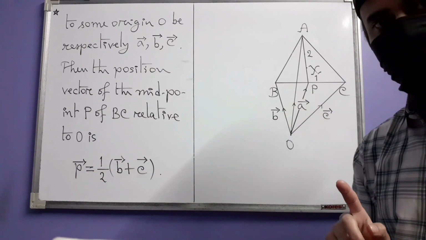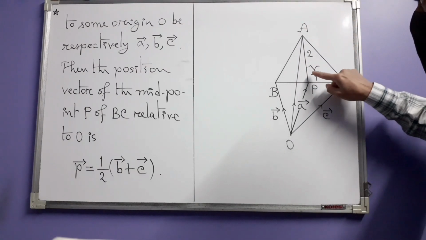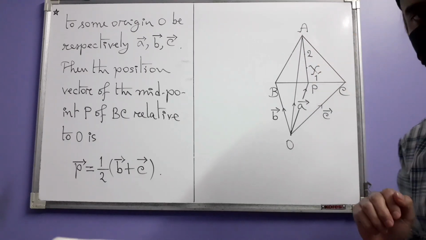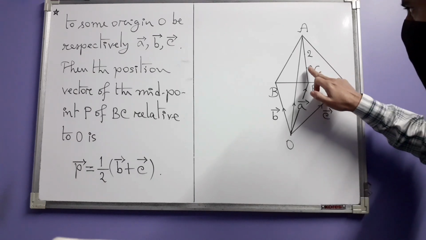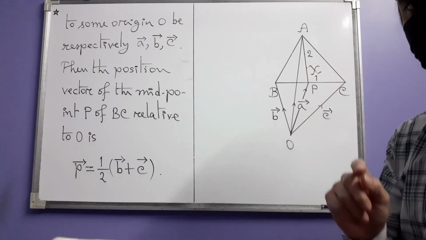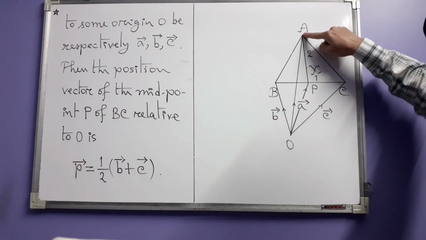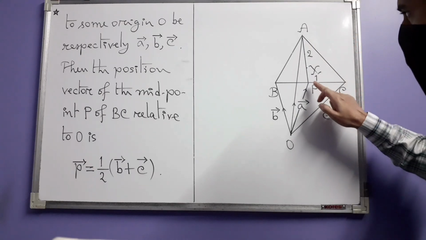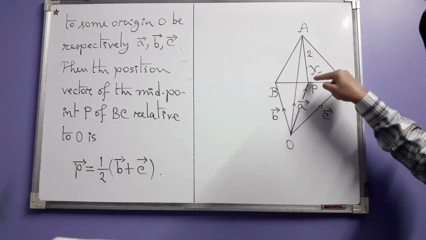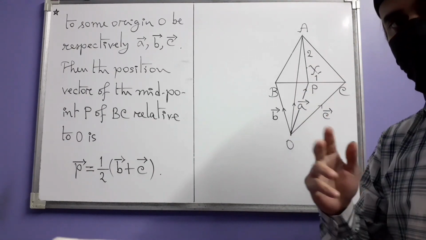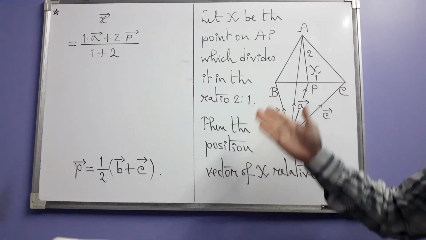Now next we are going to straight away consider that point on the median AP which divides AP in the ratio 2:1 and find its position vector. We are calling that point X. Now how can we find the position vector of X relative to O? We can, using the section formula, because we know the position vector of A, which is our vector A, and the position vector of P, which is this, and the ratio also, 2:1, in which X divides AP. So again another use of the section formula is needed. So we continue by writing about X.